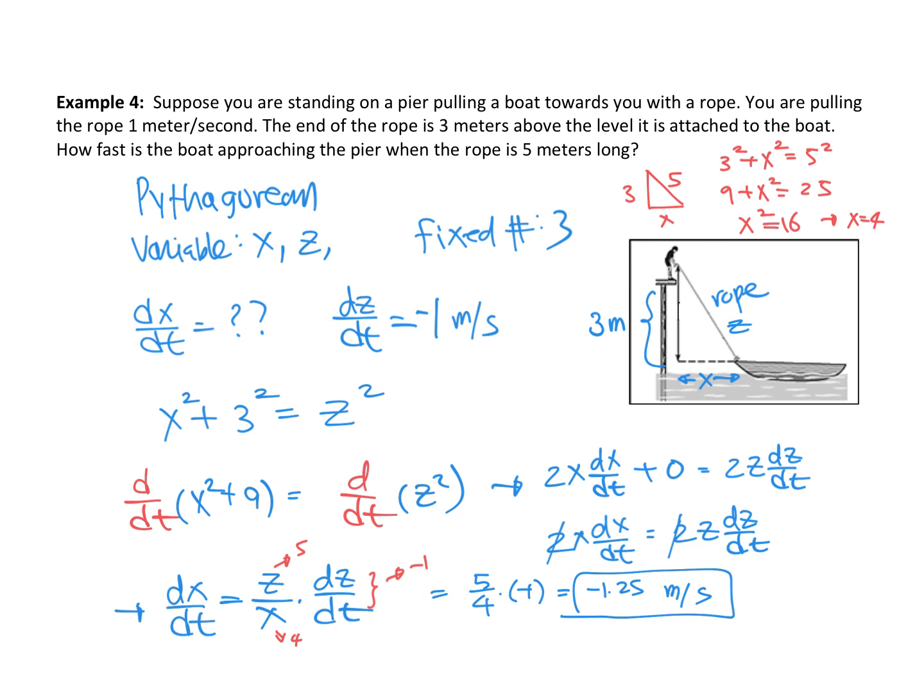So the boat is coming towards the wall at -1.25 meters per second. That means x is getting shorter and shorter, so it's 1.25 meters per second towards here, right? So that's my final answer. I'm going to have you try example 5 yourself, and after that, we're done.